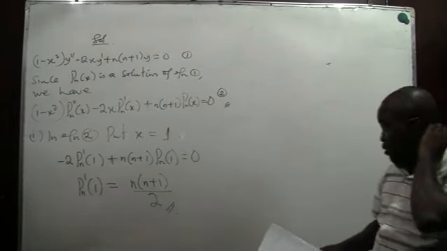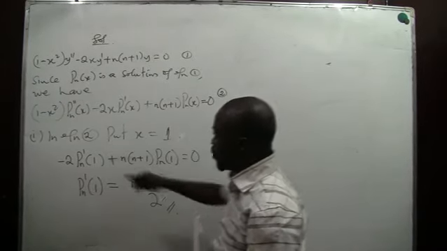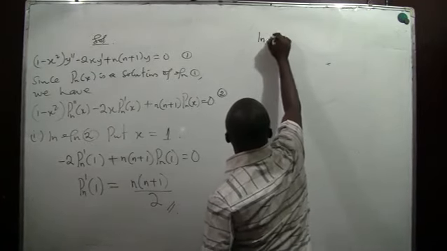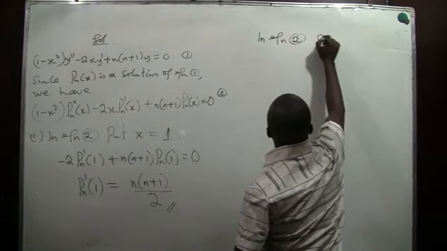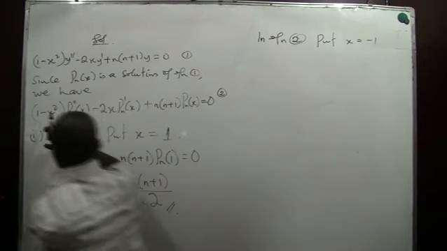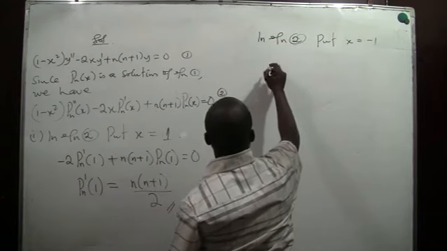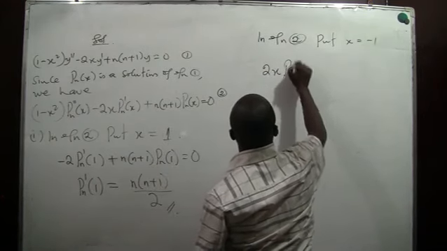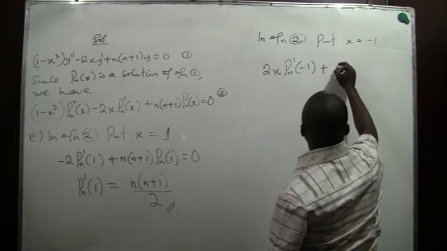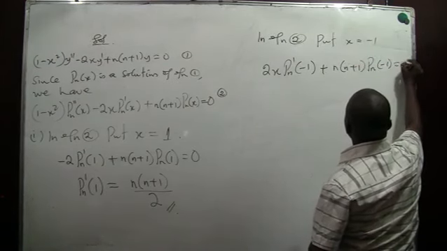For the second part, Roman figure 2, we go back to equation 2 and substitute x = −1 for x. So in equation 2, put x = −1. Then what do we have? Of course, the first term also becomes 0. This turns positive, so we have 2Pn'(−1) + n(n + 1)Pn(−1) = 0.